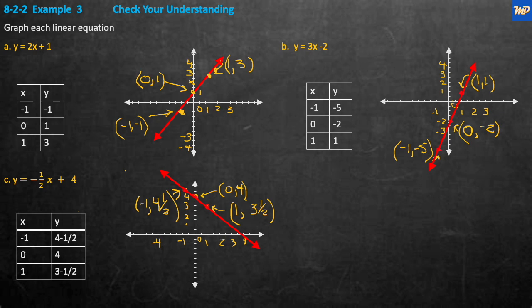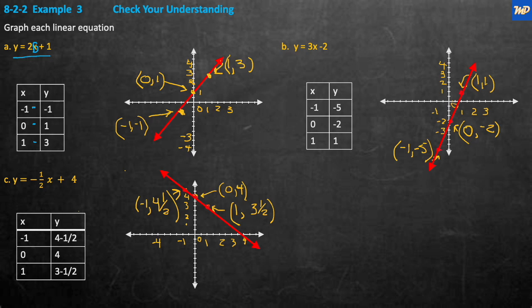Example 3, check your understanding. Let's try a few more of these. There's 3 of them. I've got them drawn up here, and we'll just kind of go over the pieces. So in the first one, we have y equals 2x plus 1. So we're going to substitute in for the x value a -1, a 0, and a 1. And the y values that come out of this equation are -1, 1, and 3.